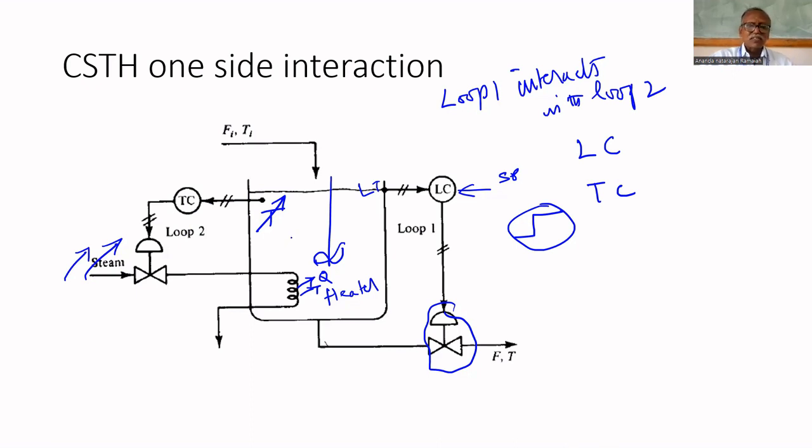In the same way, consider a disturbance. Some disturbance is entering the system. If there is a change in level, definitely there will be a change in temperature. That's why the level interacts with the temperature. But if a disturbance causes some temperature change, it will not affect the level. So this is called one-side interaction, or one-way interaction.